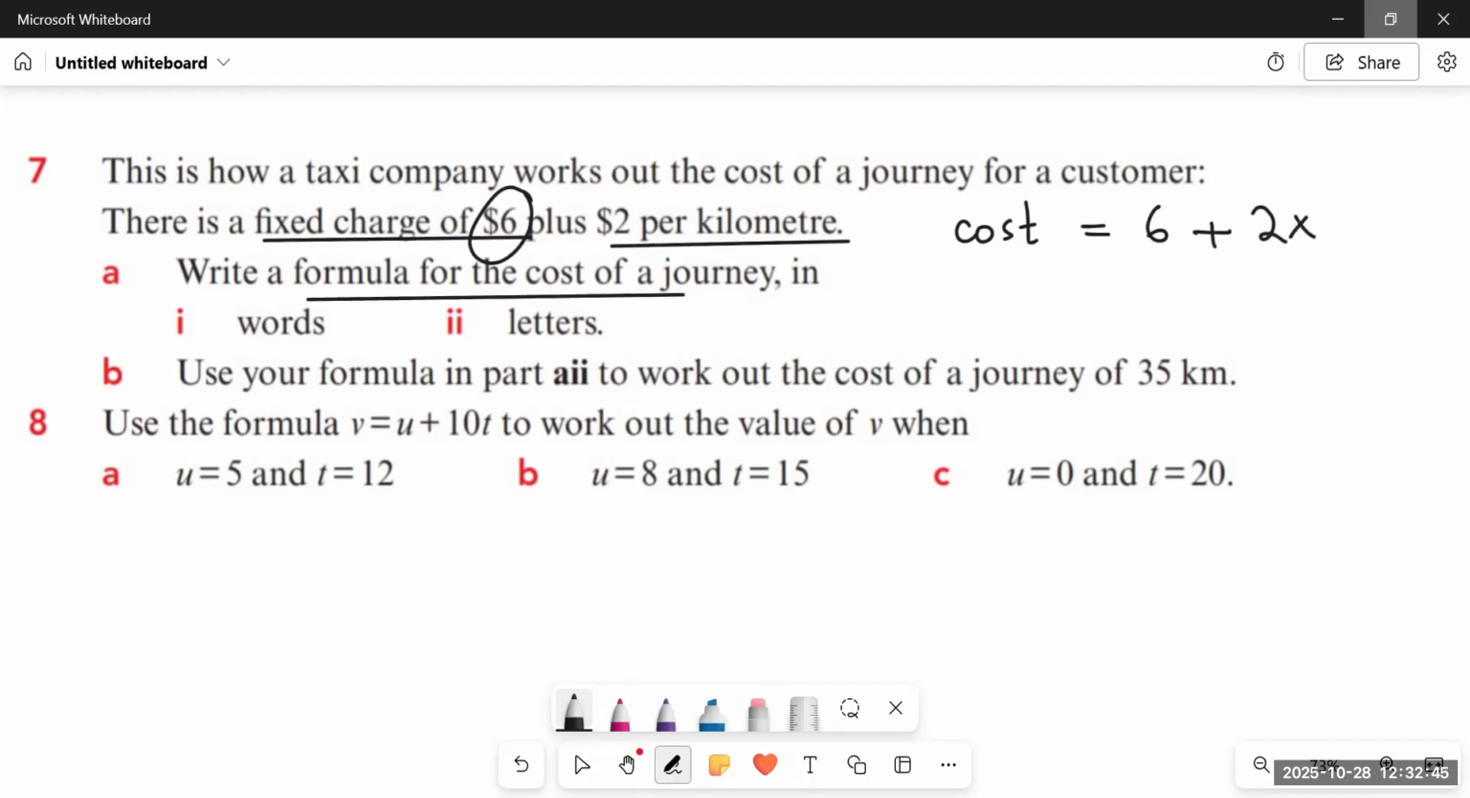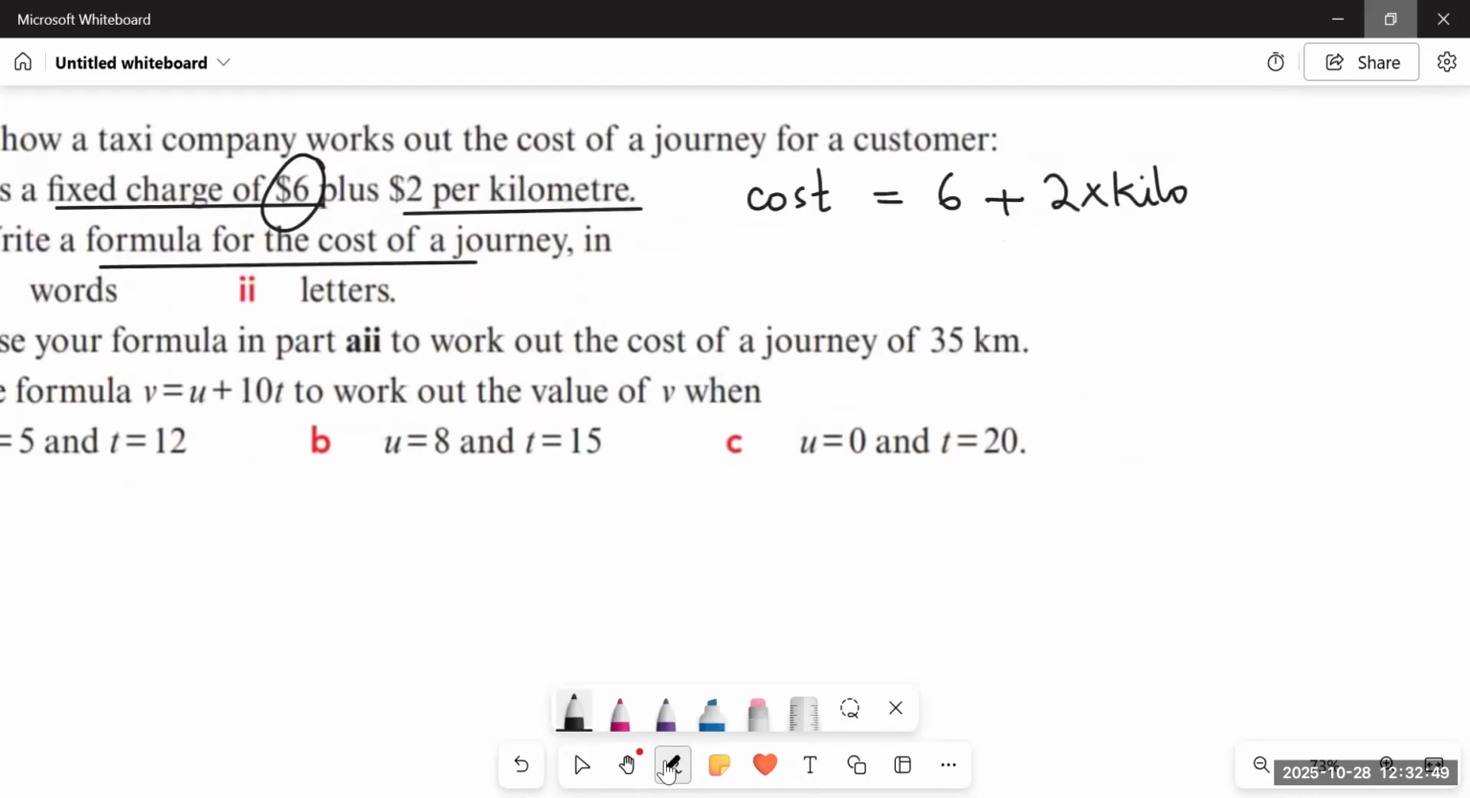2 into kilometers, number of kilometers. The more the number of kilometers, the more we have to pay. The less the number of kilometers, the less we have to pay. And that's all. Nothing else is involved over here. So we are supposed to write it as 6 plus 2 into kilometers.